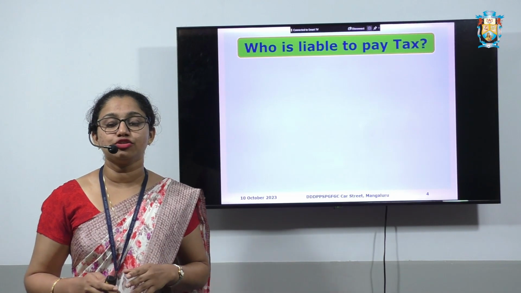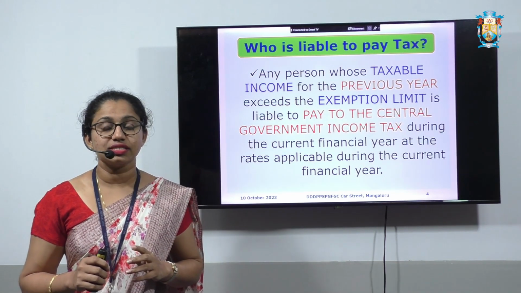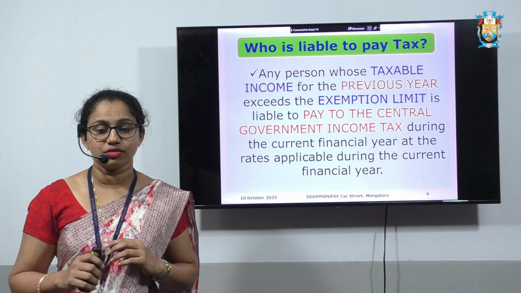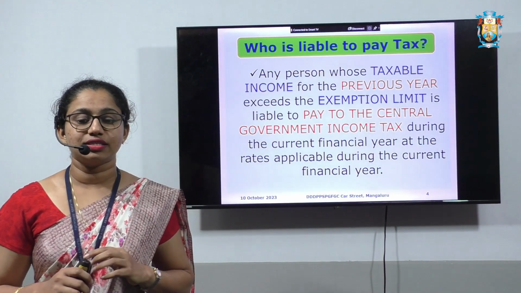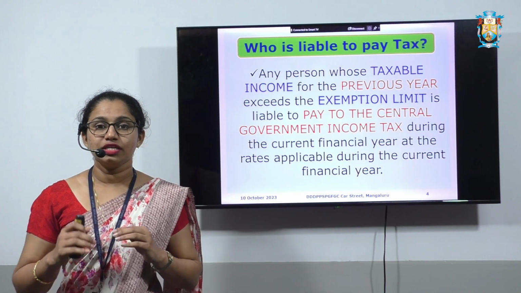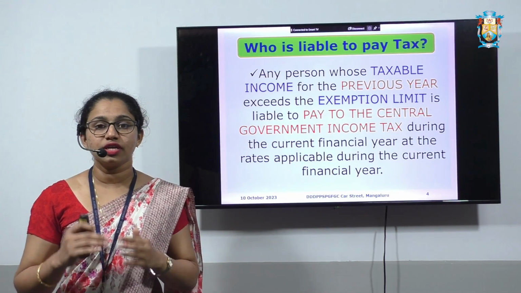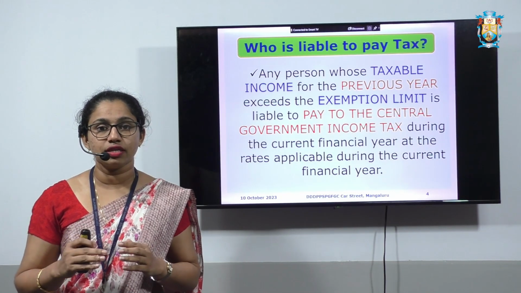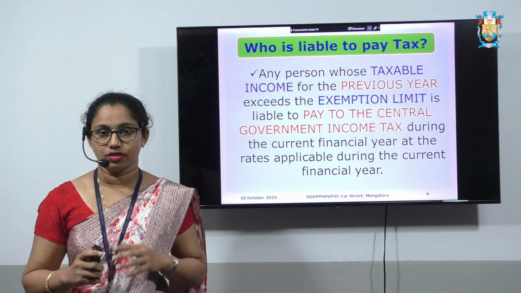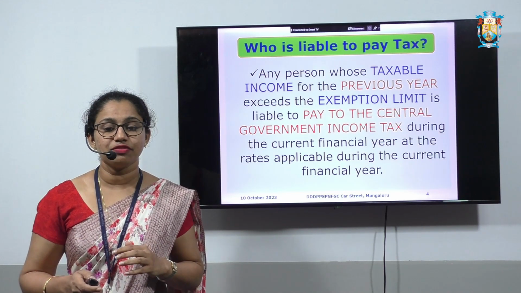Now, who is liable to pay the tax? Any person whose taxable income for the previous year exceeds the exemption limit is liable to pay income tax to the central government during the current financial year at the applicable rate. So in the financial year we are paying the tax of the previous year. Whatever income you have got in the previous year, if it exceeds the limit, you need to pay tax on it to the government. That is, on the previous year's income you are paying the tax in the current financial year.